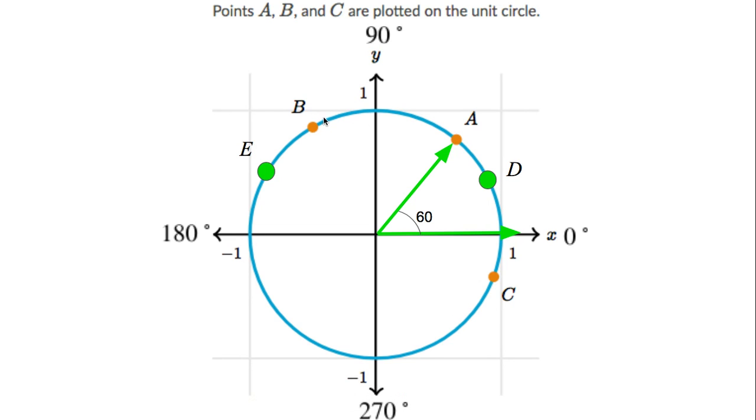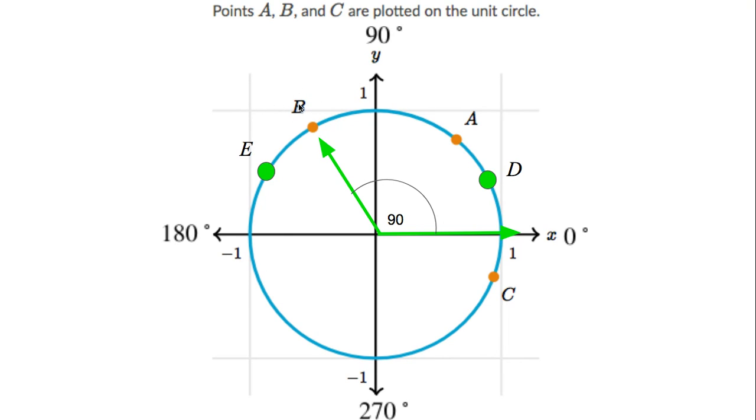Where would these points fall on the unit circle? If we're starting at 0 degrees, A looks like it could be about 60 degrees. What could B be? Where could point B fall on the unit circle? Starting at 0, we're going past the 90-degree mark and a little bit further, perhaps 30 degrees further. Point B could be perhaps at 120 degrees.